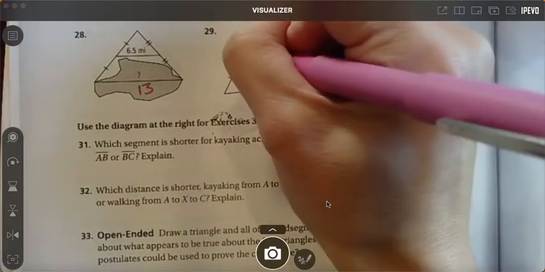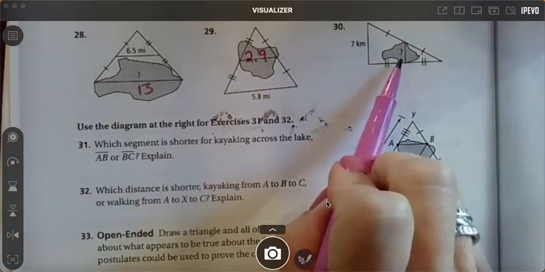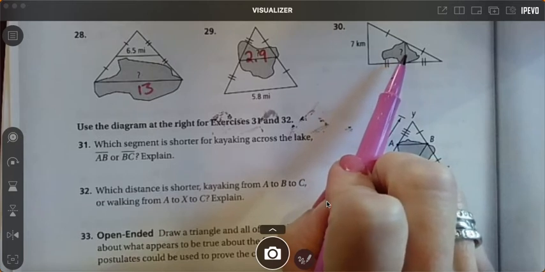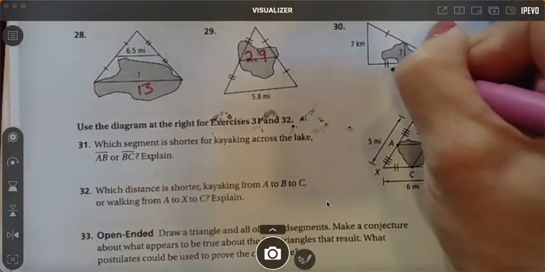2.9. I got it wrong. Okay. Then on this one, we know that this is 7 kilometers. That is a question mark, not a 7. So I would what? Divide it by 2, and that would be what?